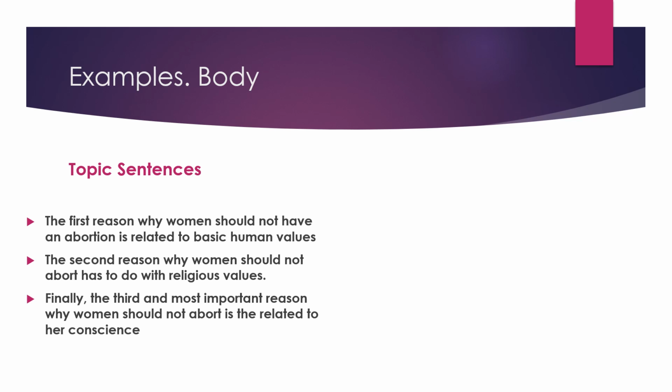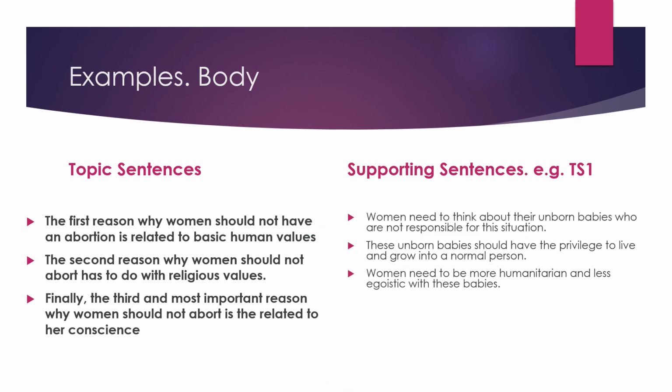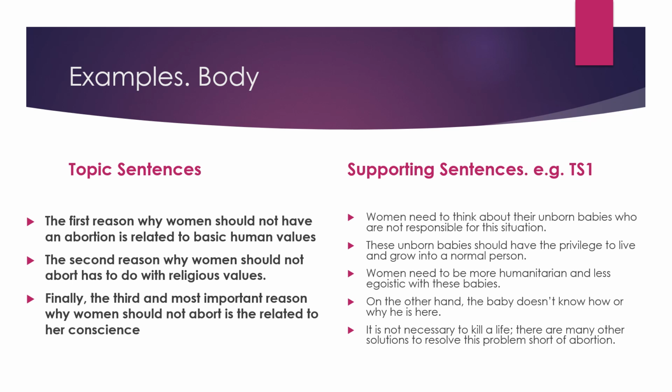Now, suppose you are going to write supporting sentences for the first topic sentence to complete or to make a full-fledged paragraph. Women need to think about their unborn babies who are not responsible for this situation. These unborn babies should have the privilege to live and grow into a normal person. Women need to be more humanitarian and less egoistic with these babies. On the other hand, the baby doesn't know how or why he is here. It is not necessary to kill a life. There are many other solutions to resolve this problem short of abortion. You see how the student has been able to generate 5 clear, simple sentences to support the reason that human values prohibit abortion.